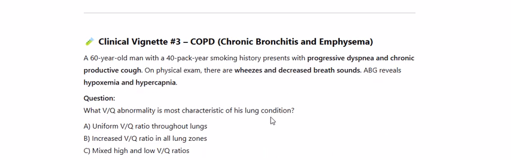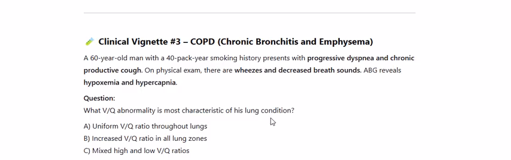Clinical vignette 3. COPD, chronic bronchitis and emphysema. A 60-year-old man with a 40-pack year smoking history presents with progressive dyspnea and chronic productive cough. On physical exam, there are wheezes and decreased breath sounds. ABG reveals hypoxemia and hypercapnia. Question: what VQ abnormality is most characteristic of his lung condition?